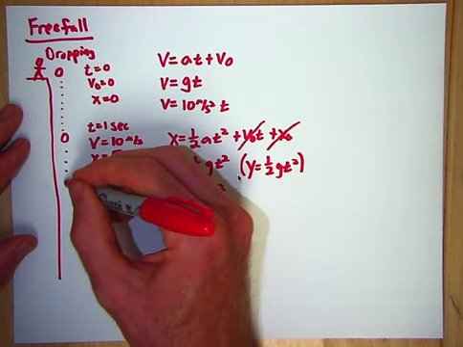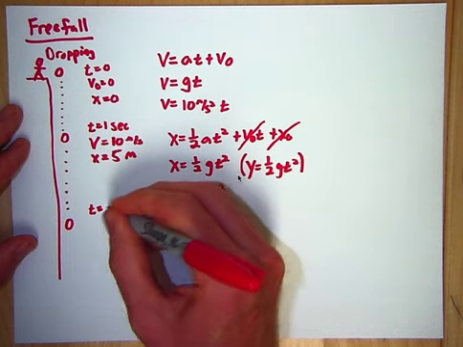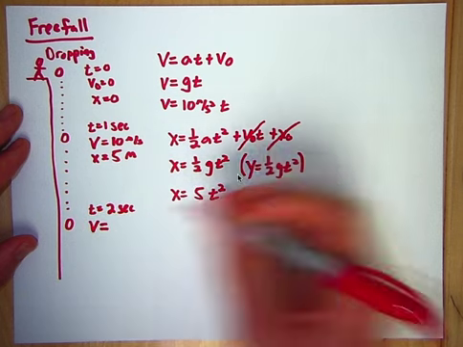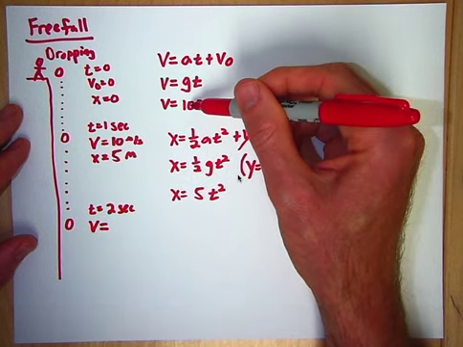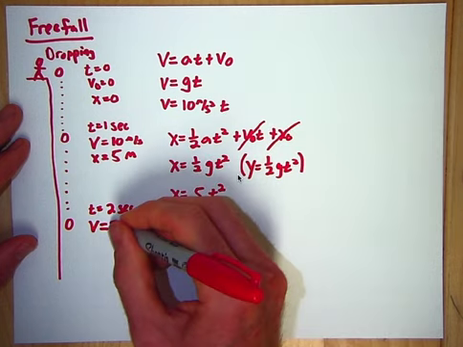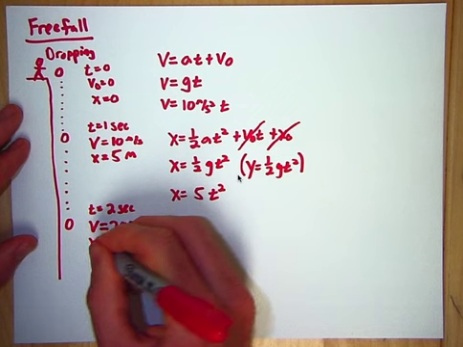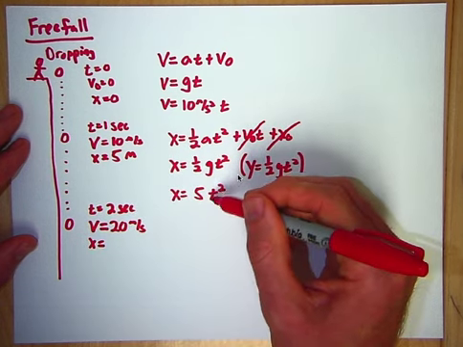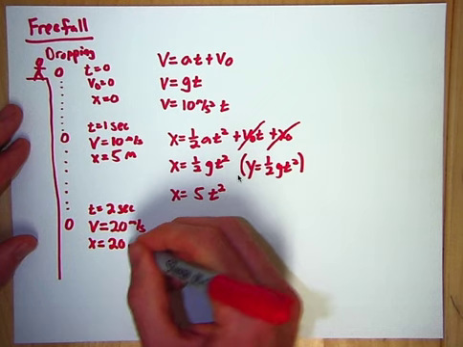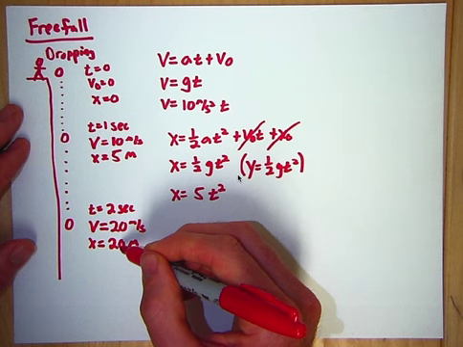Then if we go down, let's say it's gone down to here, time is 2 seconds. How fast it's going, that's up here, this equation, 10 meters per second squared times 2 seconds. So that's going to be 20 meters per second. And the distance that it's traveled, plugging in down here, 2 squared is 4, 4 times 5 is 20, that's 20 meters. It's just a coincidence at 2 seconds that they're both 20.